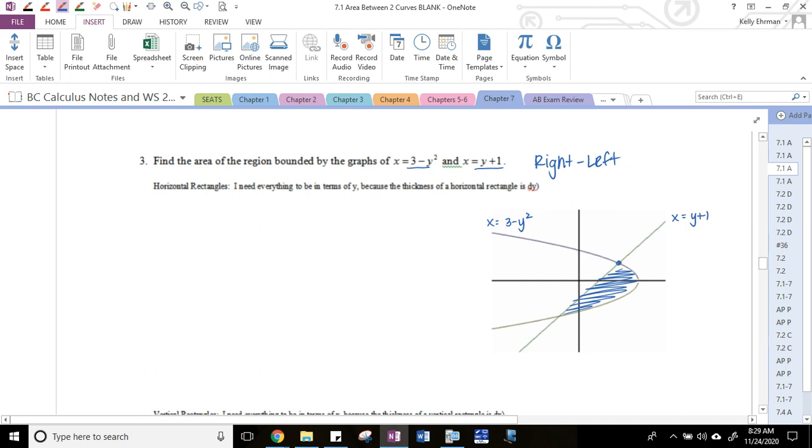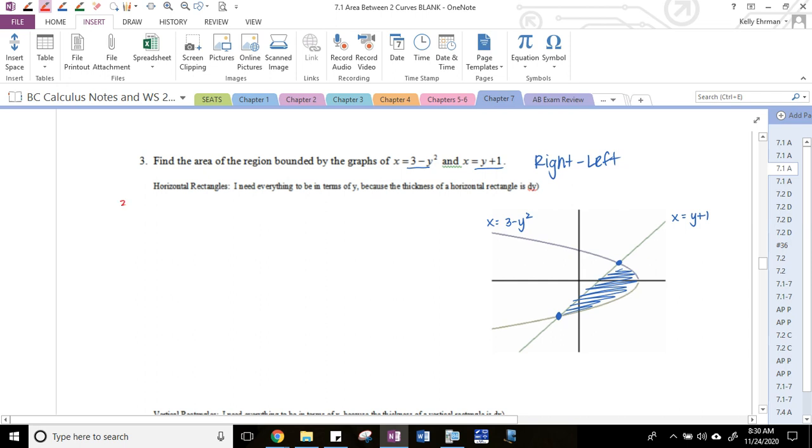So take a look at this graph. Between the points of intersection, which are here and here, the graph that's on the right the entire time is the parabola, and the graph that's on the left is the line. So that makes our job a lot easier. We can just set up one integral here. So the steps are the same.